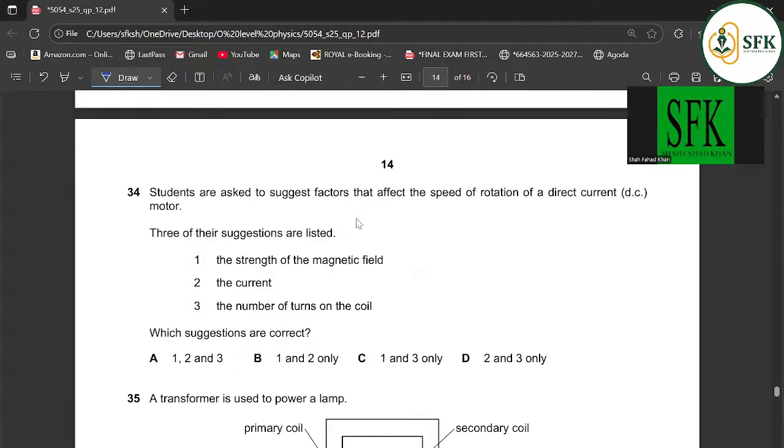Students are asked to suggest factors that affect the speed of rotation of a DC motor. Which suggestions are correct? Strength of the magnetic field, the current, the number of turns in the coil. Number of turns of the coil, yes. Current, yes. The strength of the magnetic field, yes. All three of them are correct.